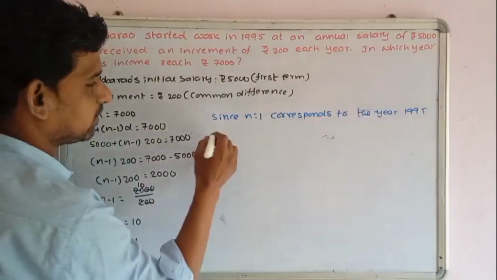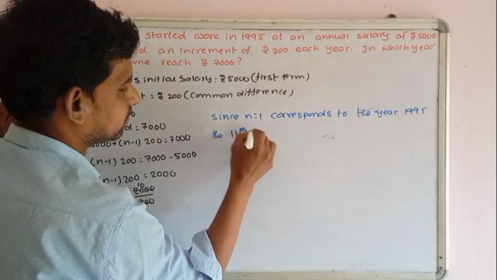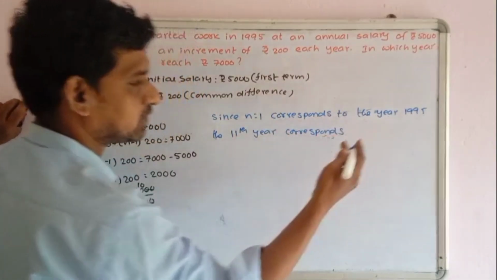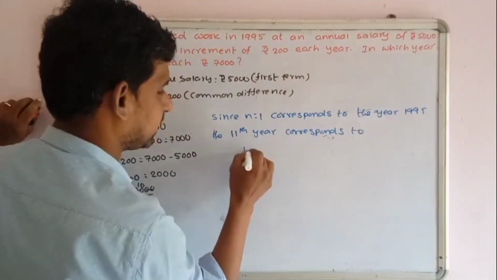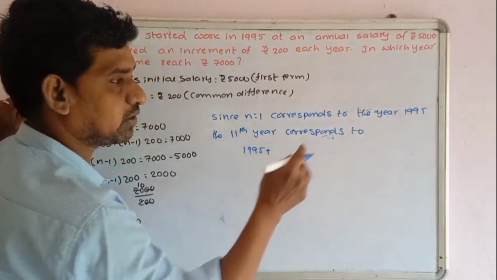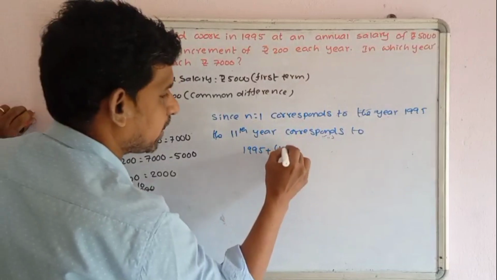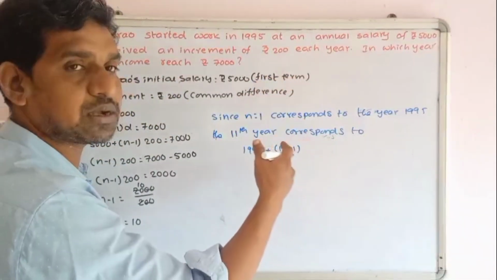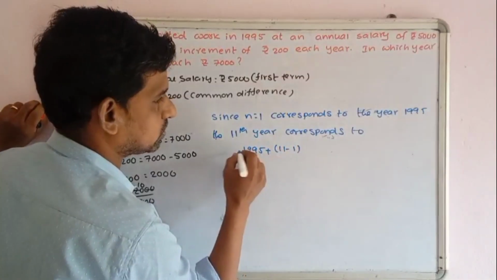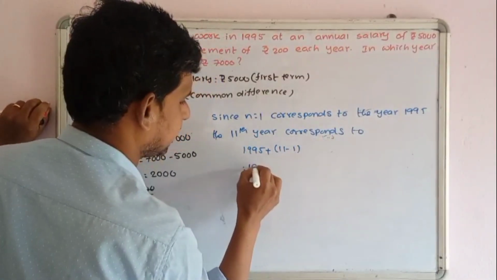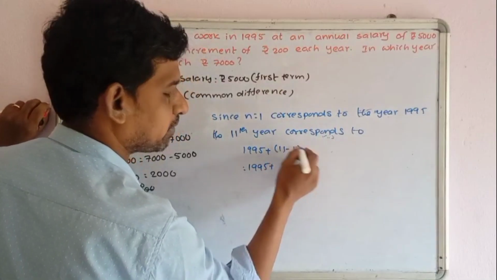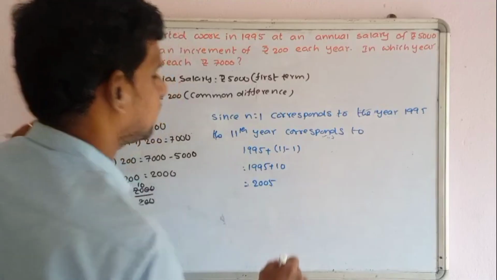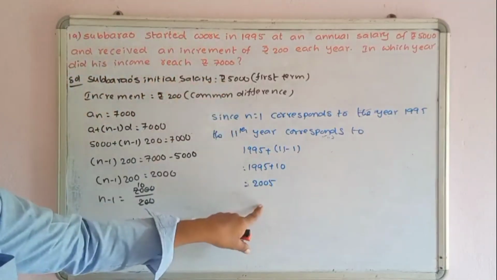Okay. So the 11th year corresponds to 1995 plus 11 minus 1. Don't write 11 directly. 11th year వచ్చేస్తుంది. 11th year అయిపోయిన తర్వాత రావట్లేదు. 11th year స్టార్టింగ్ వచ్చేస్తుంది కాబట్టి 11 minus 1. 1995 plus 11 minus 1 is 10. Okay, 1995 plus 10 is 2005. He reached 7,000 rupees in the year 2005.